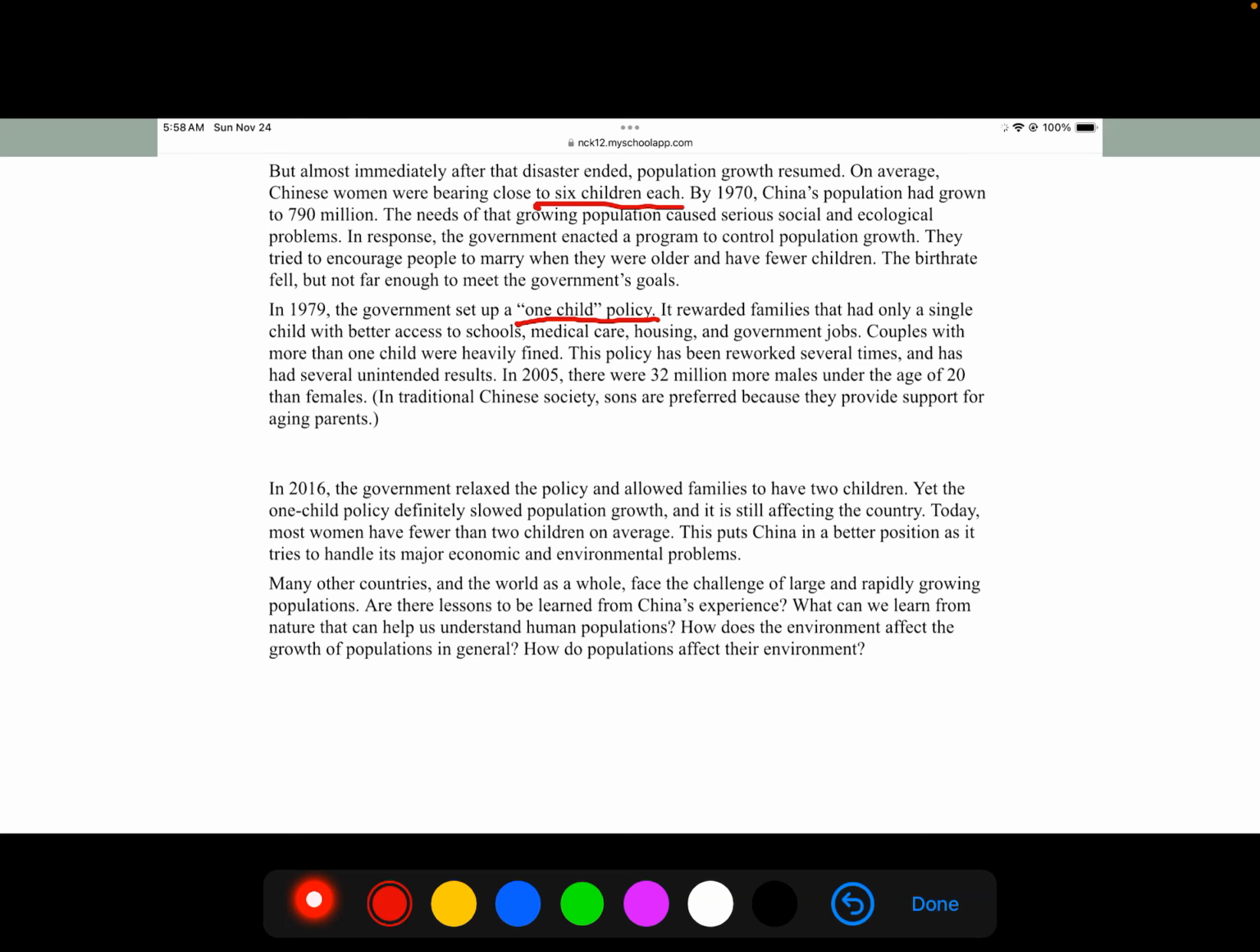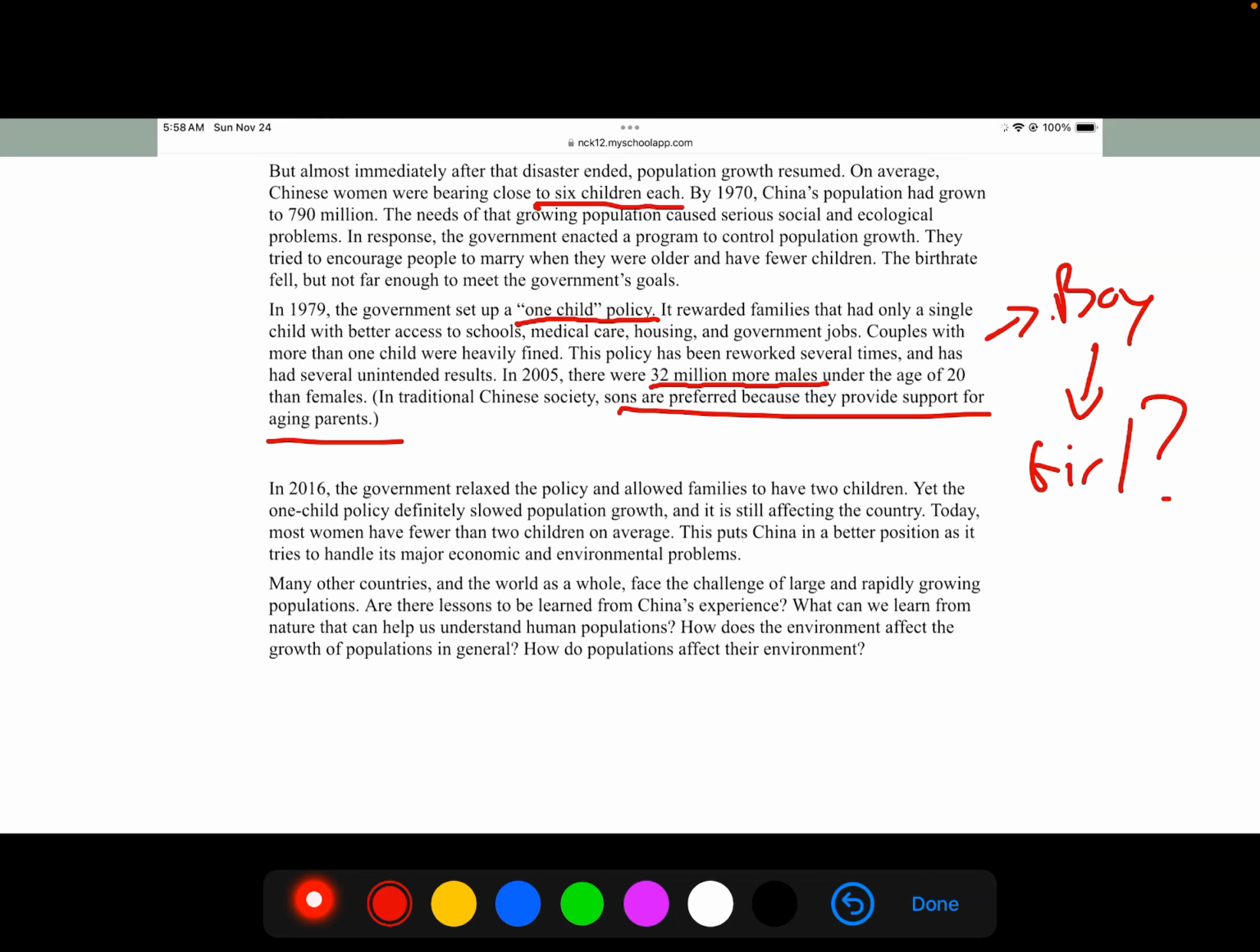It rewarded families that had only a single child with better access to schools, medical care, housing, government jobs. Couples with more than one child were heavily fined. This policy had been reworked several times and has had several unintended results. In 2005, there were 32 million more males under the age of 20 than females. In traditional Chinese society, sons are preferred. They provide better support for aging parents. So, if a couple gets pregnant, right, they want a boy. So what do you think happens if they find out it's a girl?